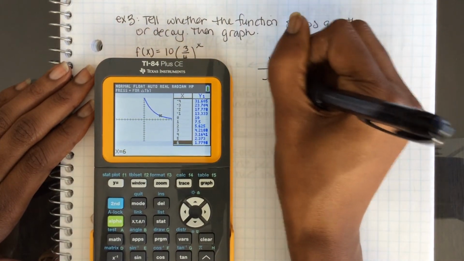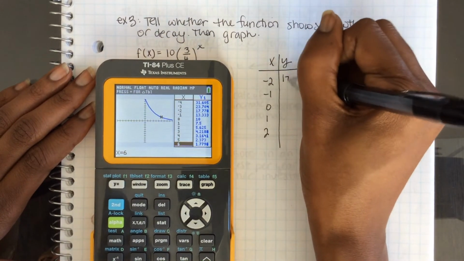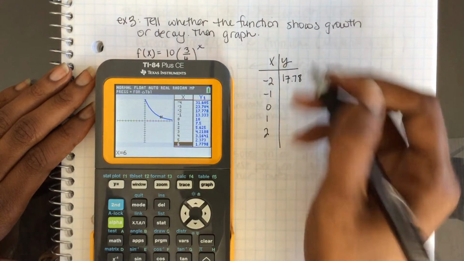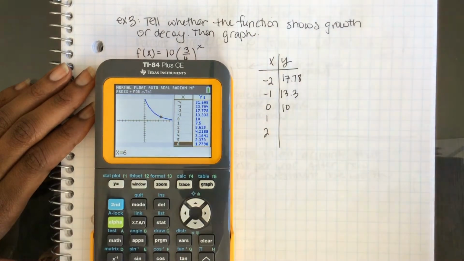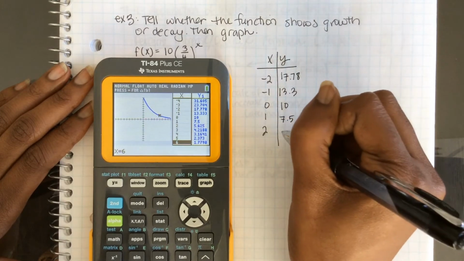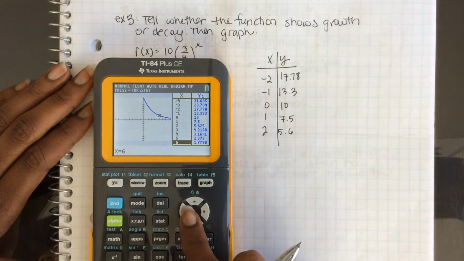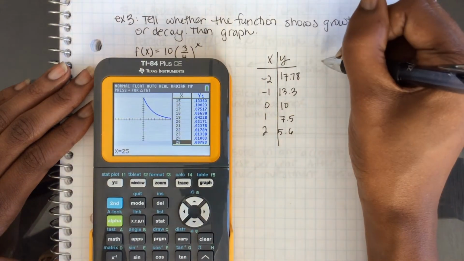So x, y, -2, -1, 0, 1, 2. At -2, it's at 17.78. At -1, it's at 13.3. At 0, it's at 10. At 1, it's at 7.5. At 2, it's at 5.6. And then we see our numbers just getting smaller, smaller, smaller, smaller, smaller, but they never actually equal 0.